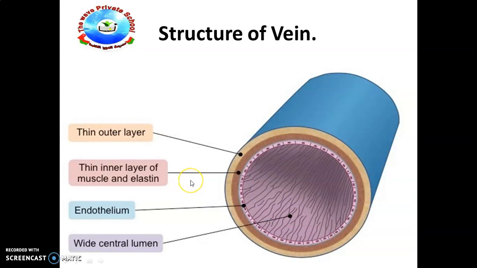And here you can see the structure of the vein. Thin outer layer, thin inner layer of muscle and elastin, and then endothelium and a wide central lumen. Why do we need a wide central lumen in the veins? When the capillaries transfer the blood into the venule, from there it is taken into the vein. So the vein has lower pressure. That means the blood has already become slower and slower in its movement.